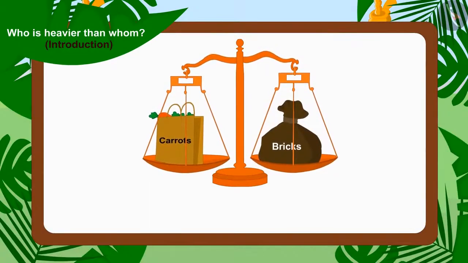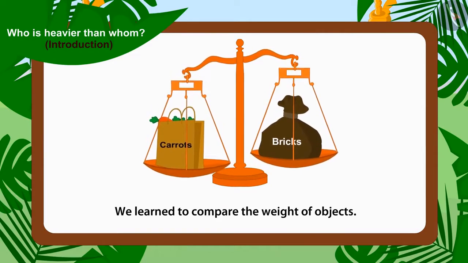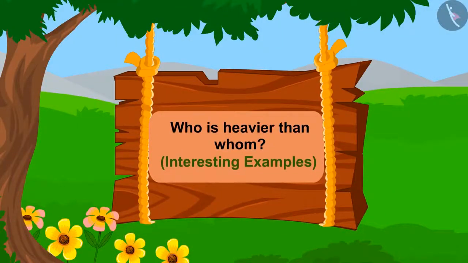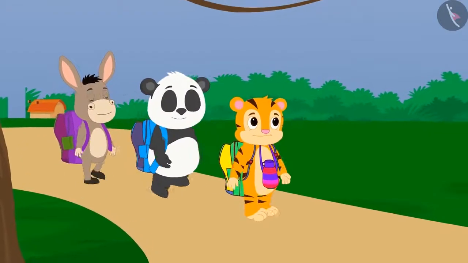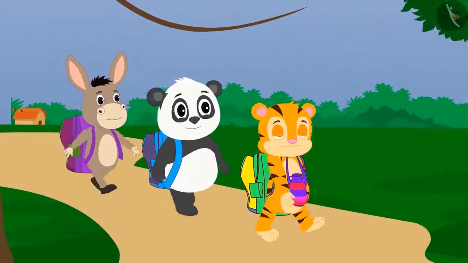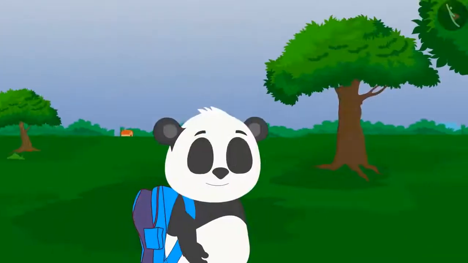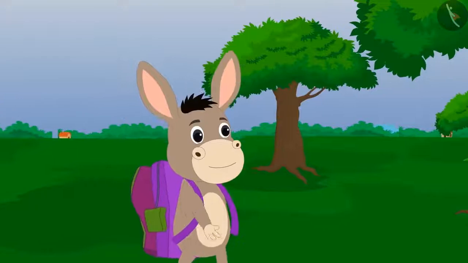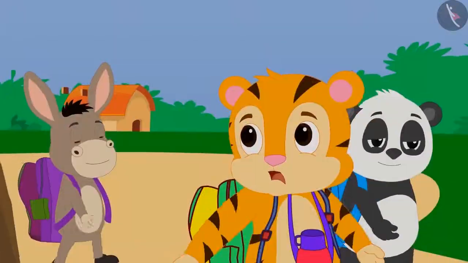Hello children! In the previous video, we learned to compare the weights of objects. In this video, we will learn more about it by some interesting examples. Bhola, Golu and Sher Khan are returning from the school. Sher Khan is walking fast. Golu is a little behind him, and Bhola is following them both.